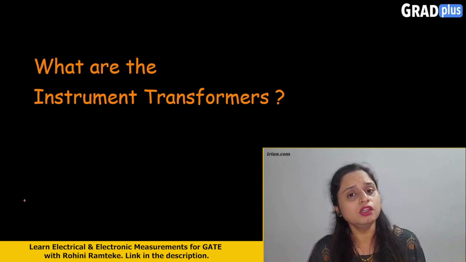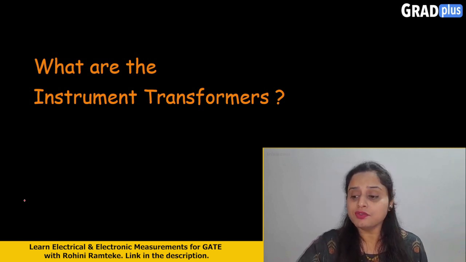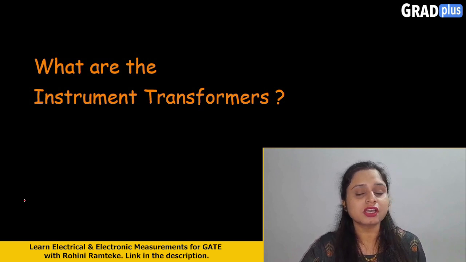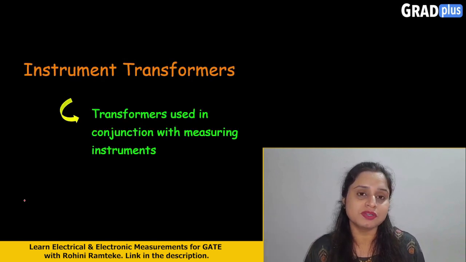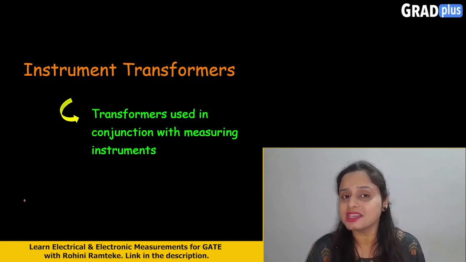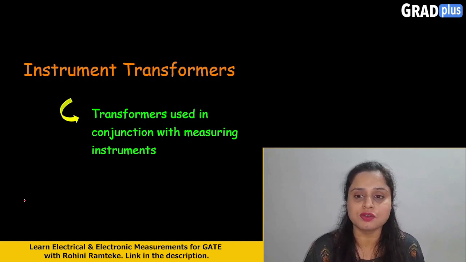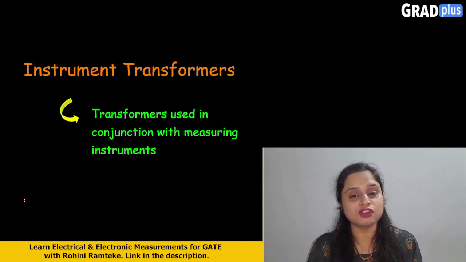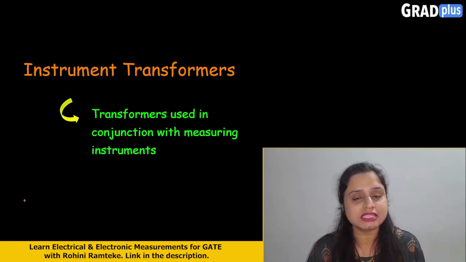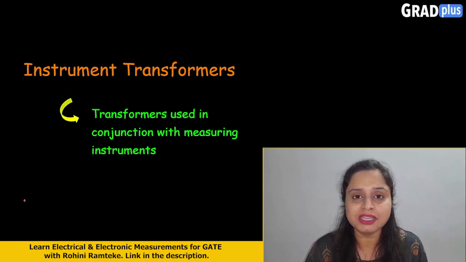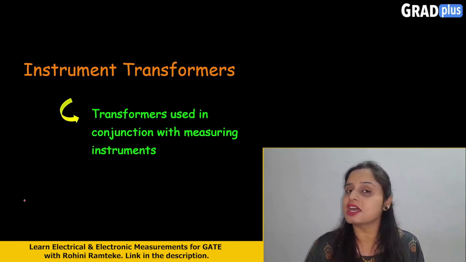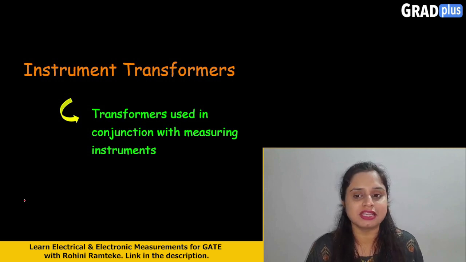So what are we doing? If we want to measure that voltage and current, we use transformers in conjunction with those instruments, and that is known as instrument transformers. The transformers which we use in addition to those instruments, that is, your voltmeter and ammeter, are known as instrument transformers.